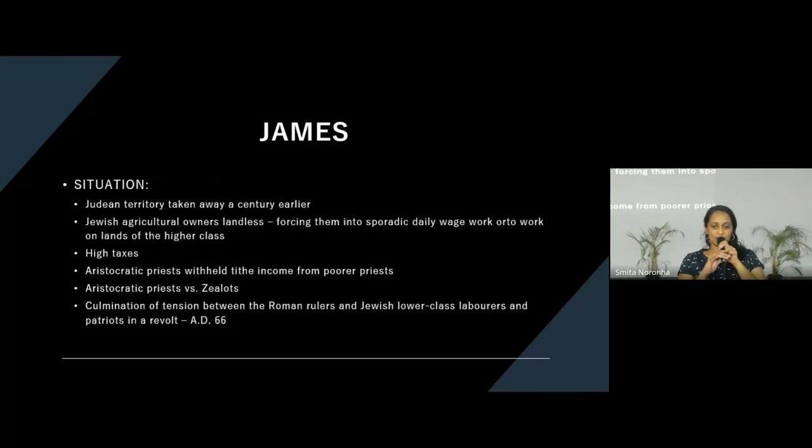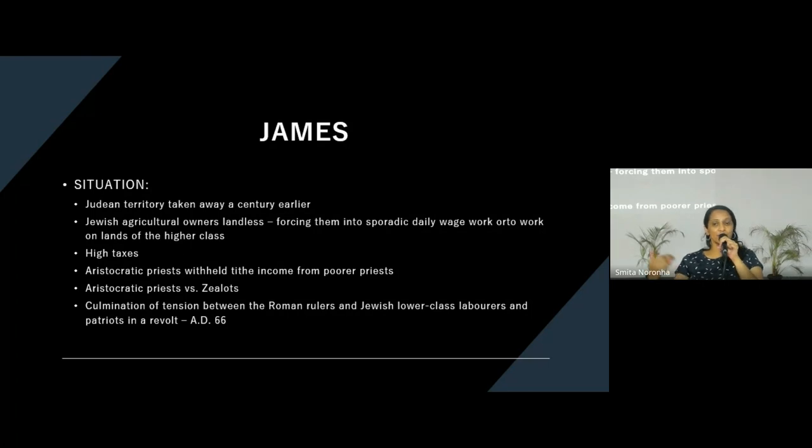So a little bit of the background to the book. The Roman Empire was mistreating the Jews in many ways. They had taken a lot of their land. And so a lot of the farmers had lost their land, basically. They didn't have land to grow crops on. They didn't have a way to earn a living.